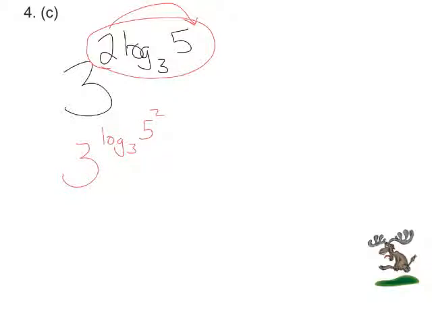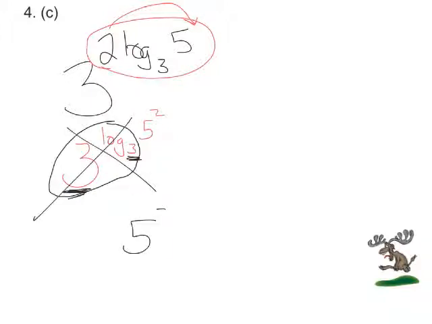And now what I see is that my base and my logarithm are of the same value. They're both 3's. And when that happens, they cancel out, and you're left with the answer of 5 squared, or very simply, 25.